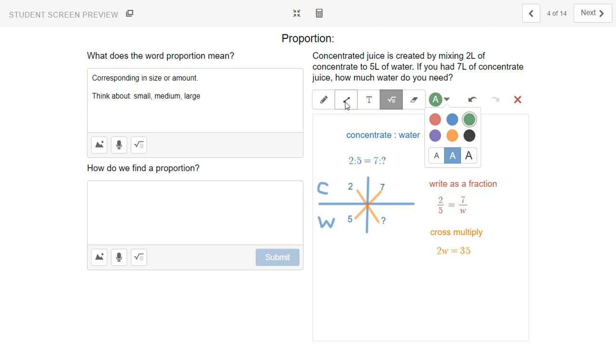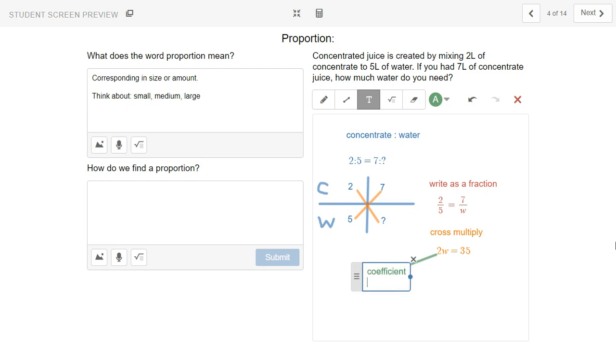Next, we're going to take the coefficient. So the coefficient is the number that is multiplying the variable. Take the coefficient and divide it on both sides.